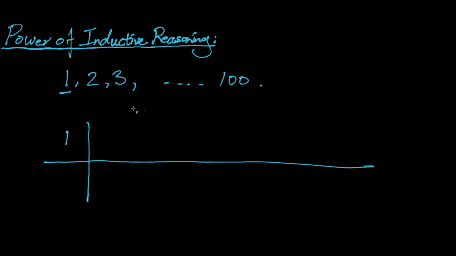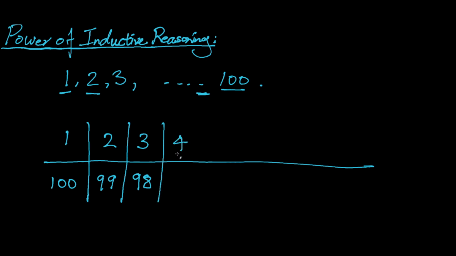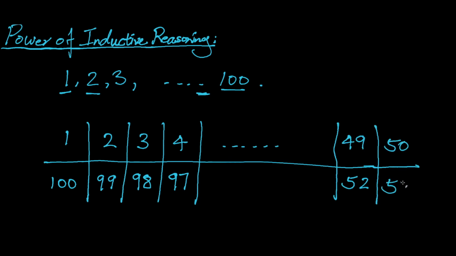Here we go. Our first value is 1. Our last value is 100. Our second value is 2. Our second to last value is 99. Our third value is 3, which means our third to the last is 98. Fourth value is 4. The fourth to the last value is 97, and then we keep going from there, all the way down to 50 and 51.